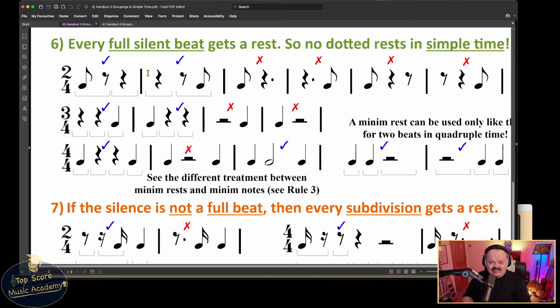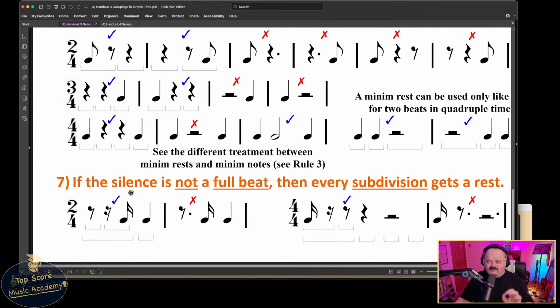Again, every full silent beat gets a rest. So you shouldn't really see dotted notes, or dotted rests, I should say. You shouldn't really see dotted rests in simple time. It's the complete opposite of all this for compound time. If your silence, or your rest, doesn't add up to a full beat, every subdivision gets a rest.